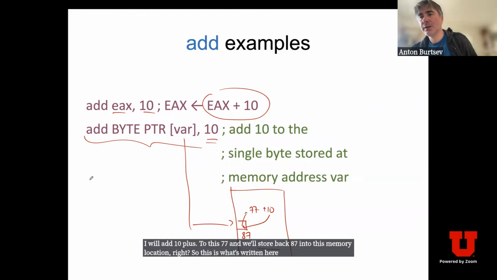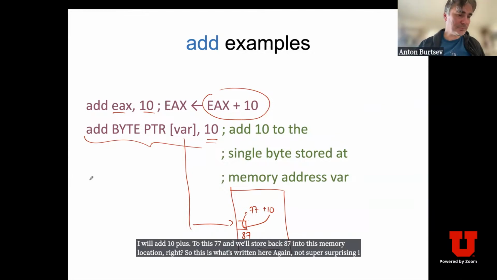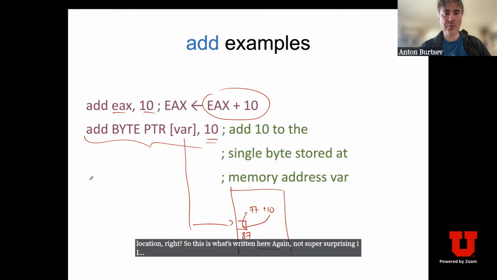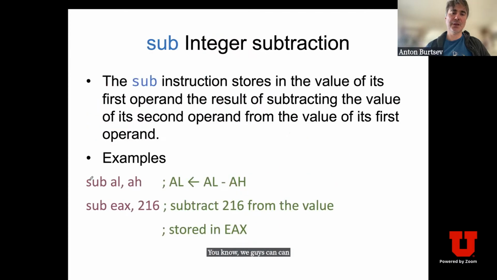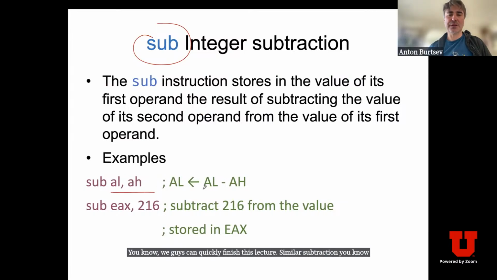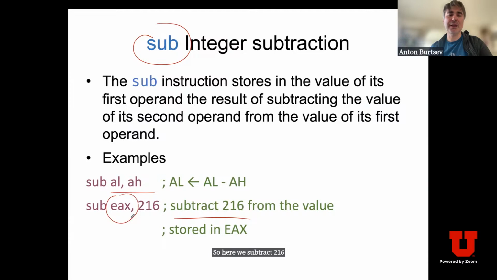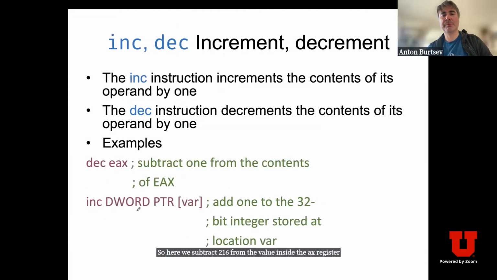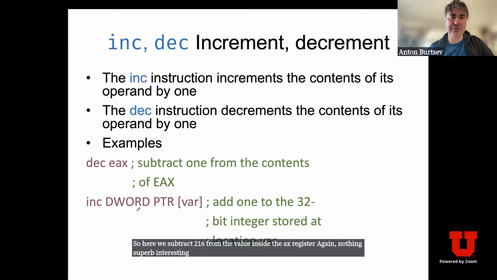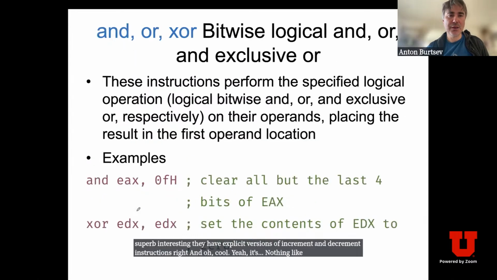Again, not super surprising. I want to go fast through this to make sure that you guys can quickly finish this lecture. Similar for subtraction: you take two registers, first minus second, and the result goes in the first one. So here we subtract 216 from the value inside the EX register. Again, nothing super interesting. They have explicit versions of increment and decrement instructions, right? Nothing surprising.